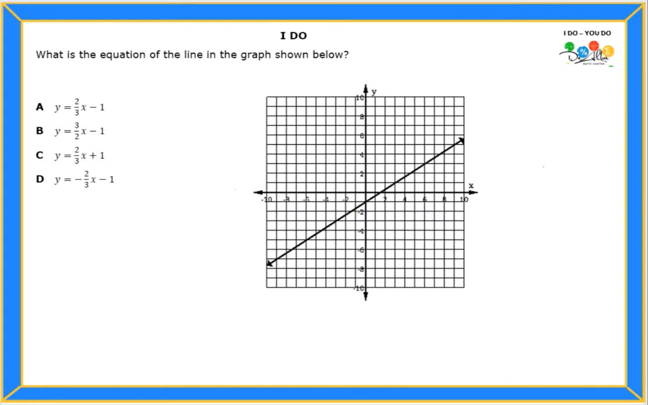Hello students, let's read the problem. And it says, what is the equation of the line in the graph shown below? So they want me to find an equation of the line. And of course you can see the line on the graph. And if you look at the answer choices, I recognize those answer choices as an equation that is written in slope-intercept form. Is that right?